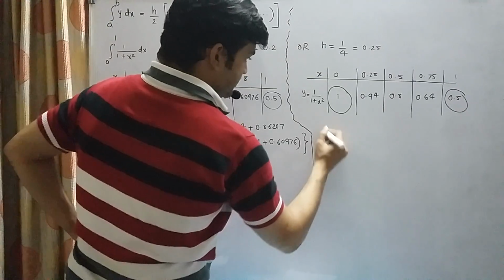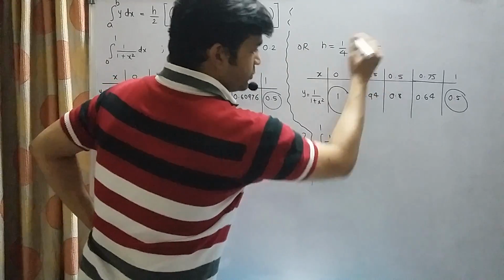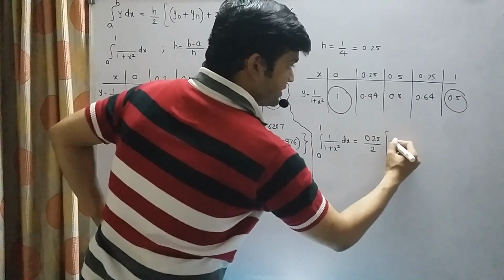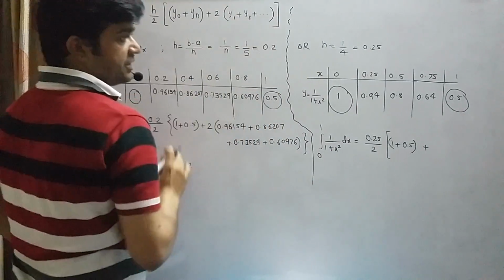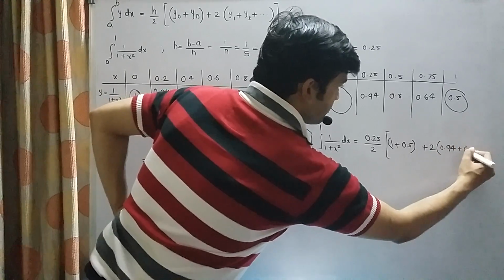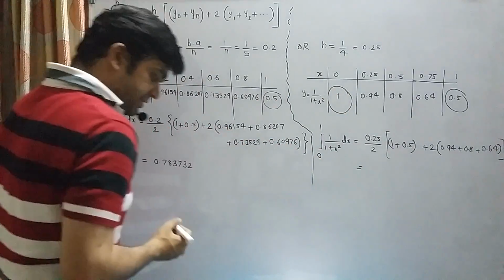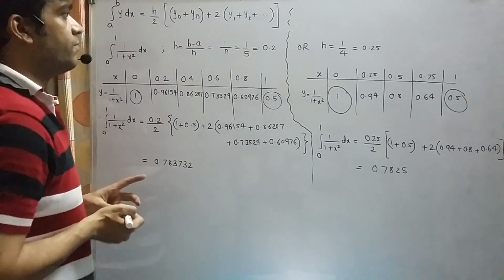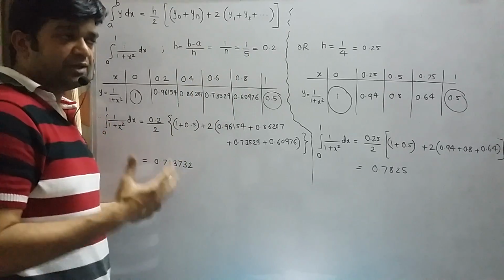So in that case, integral 0 to 1 of 1 by 1 plus x square dx is going to be h by 2. h here is now 0.25 divided by 2, times the sum of extreme ordinates, that is 1 plus 0.5, plus 2 times the remaining ordinates. These 3 are the remaining ordinates. So 2 times 0.94 plus 0.8 plus 0.64. And when you calculate, the value comes out to be 0.7825. So this problem clearly explains how you can select the value of n.